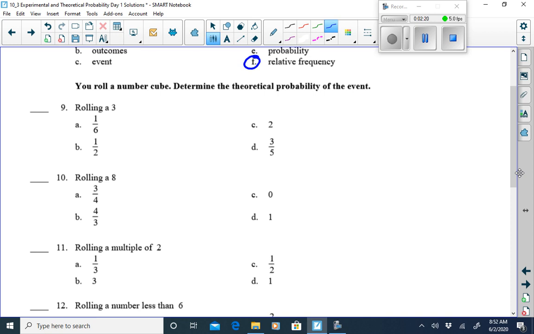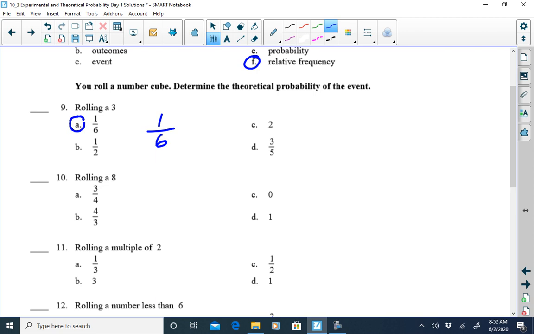Question 9, you roll a number cube. Determine the theoretical probability of the event. Well, the event number 9, the theoretical probability of rolling a 3, well, there are 6 possible outcomes on the number cube. Rolling a 3 is your favorable outcome, and there's only one 3 on the 6-sided number cube, so the probability would be A, 1 out of 6 for rolling a 3.